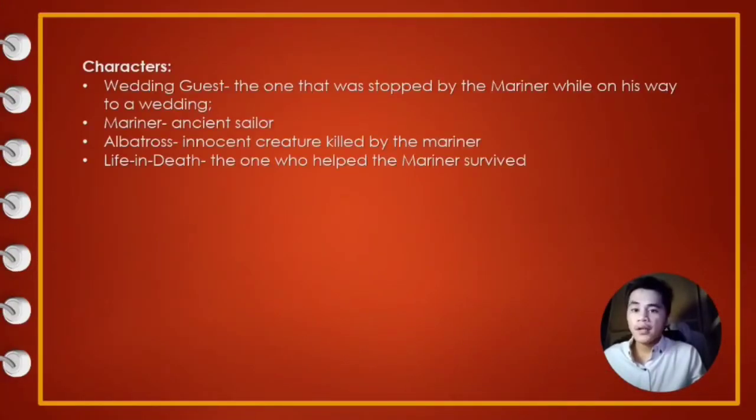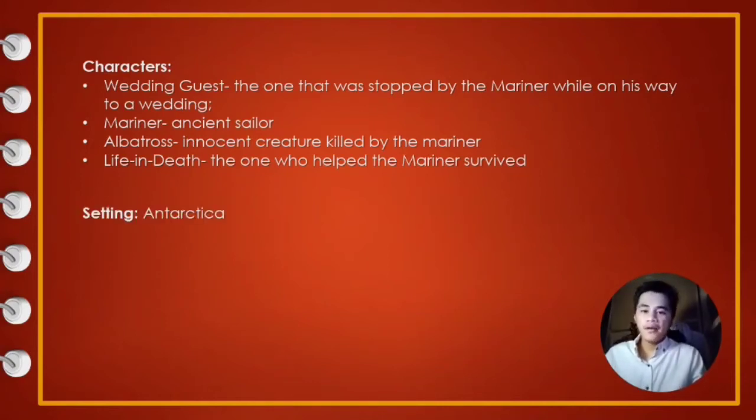The following are the characters found in the story. First, we have Wedding Guest. So, Wedding Guest is the young man that the mariner stopped while on his way to wedding. Second, we have the mariner or the ancient sailor, the albatross, the innocent creature killed by the mariner, and Life in Death, the one who helped the mariner to survive.